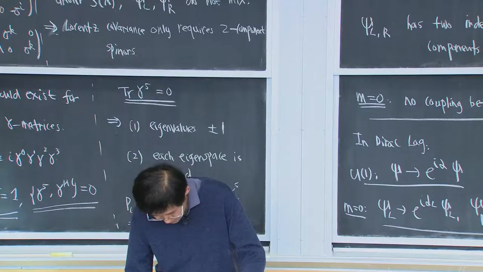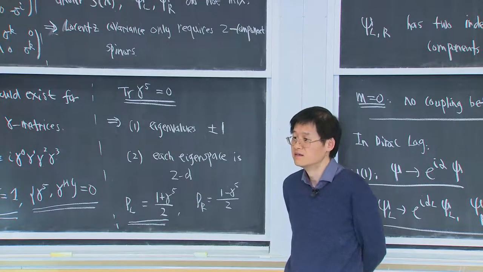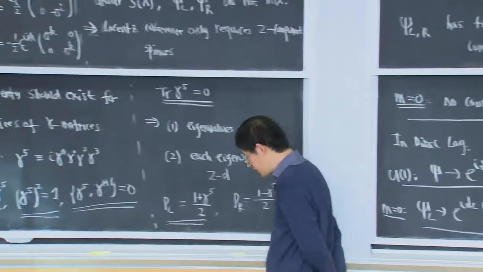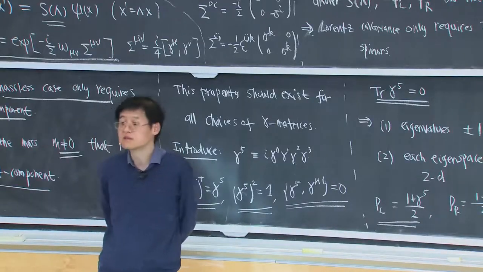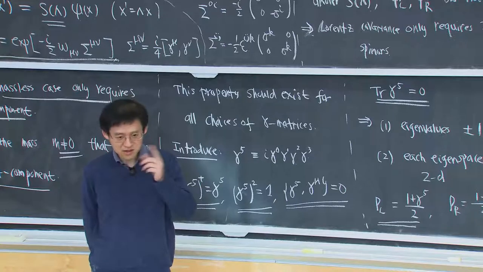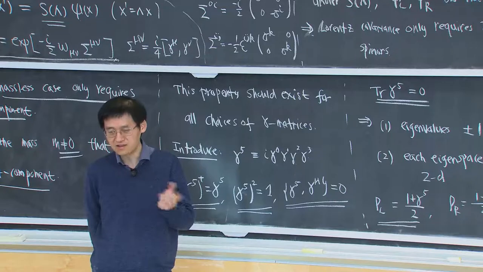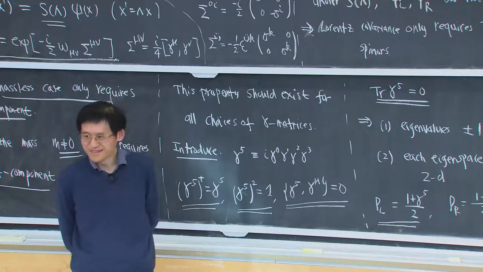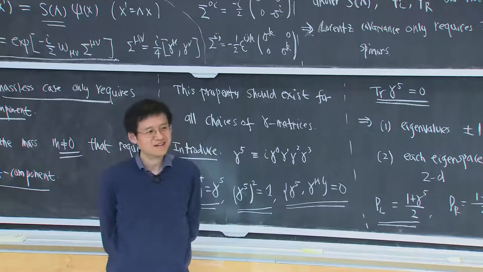Good. Any questions on this? Yes? Why is it called gamma phi rather than, like, gamma four? I think, again, it's a historical reason. People often like to go to Euclidean space. When you go to Euclidean space, you continue gamma zero to gamma four, and then you reserve gamma four for that. Then gamma five is the next one you take. Other questions? Yes?